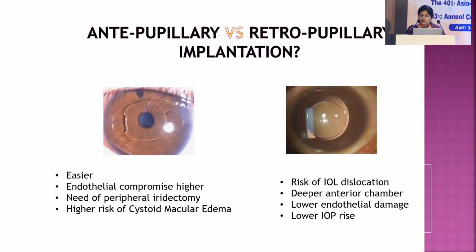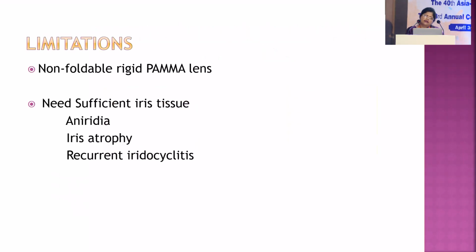Now we are comparing which is better, the antipupillary or the retropupillary implantation. The risk of IOL dislocation is more with the RP-ICL, but it is better than the antipupillary ICL because the anterior chamber is deep, so the cornea-related complications are less. There is low endothelial damage, and the risk of high IOP rise is less with the retropupillary ICL. A limitation is that this is a non-foldable rigid PMMA lens and needs sufficient iris tissue, and it can't be implanted in patients with aniridia, iris atrophy, or recurrent iridocyclitis.